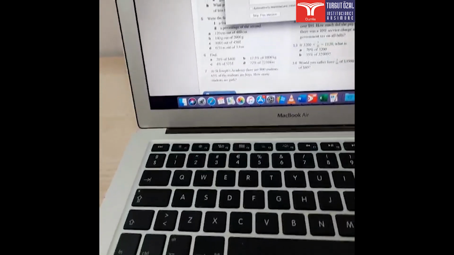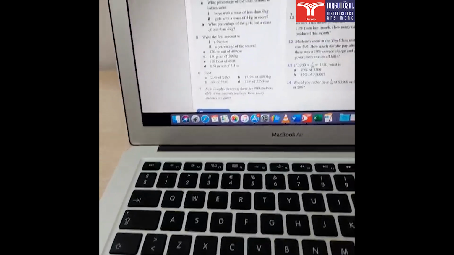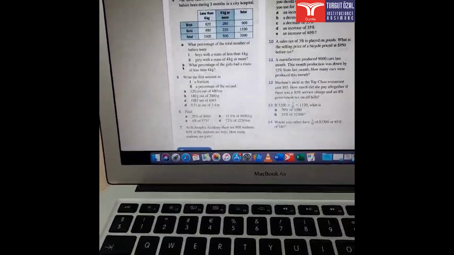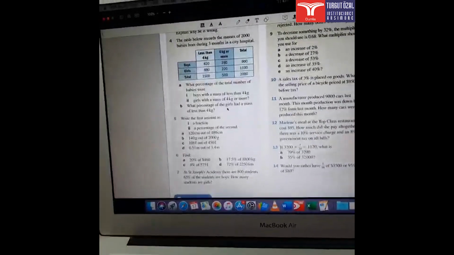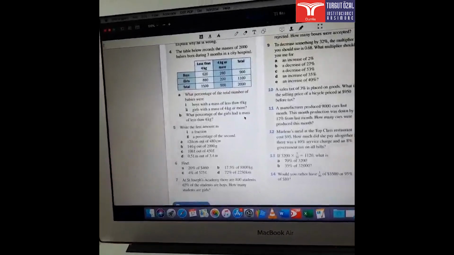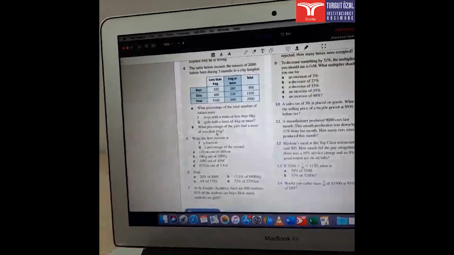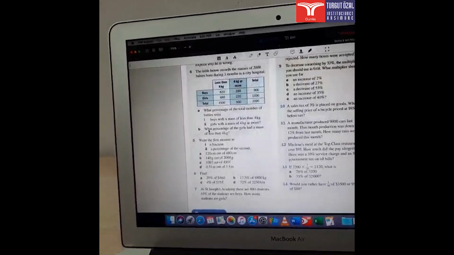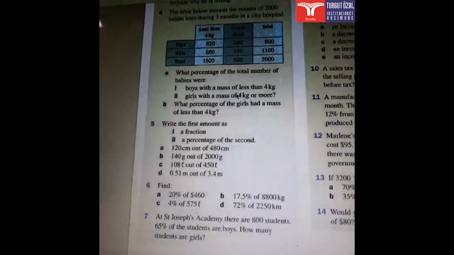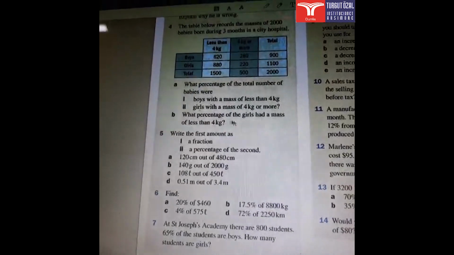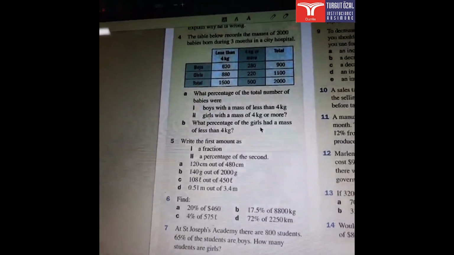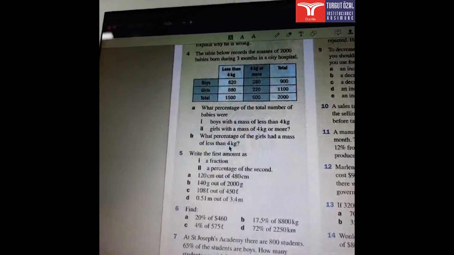Okay, let's continue with B. We have to find the percentage of the girls which has a mass of less than 4 kilograms. Now you have to be careful because I am not comparing the total number of the babies. I am taking the percentage of the girls which had a mass less than 4 kilograms.